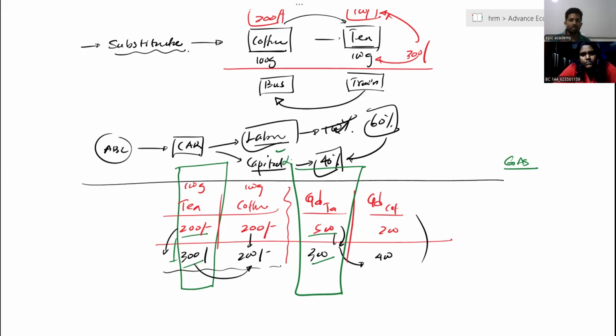If the price of the certain commodity increases, consumption of the substitute commodity will increase. Then it affects to reduce the consumption of the certain commodity.